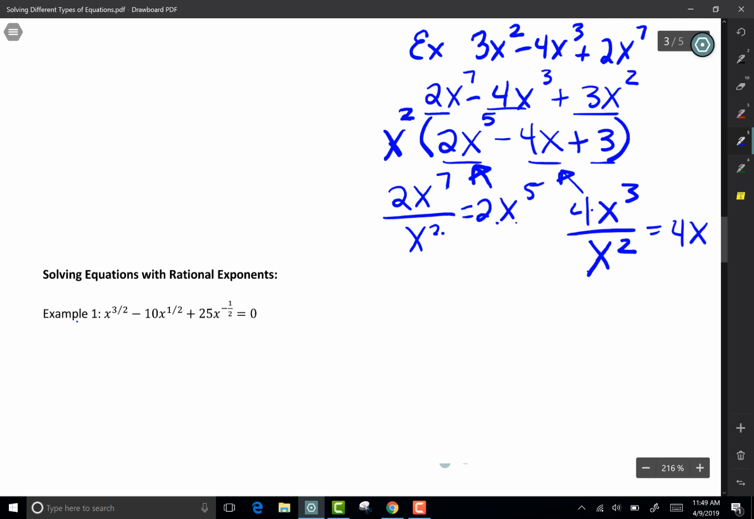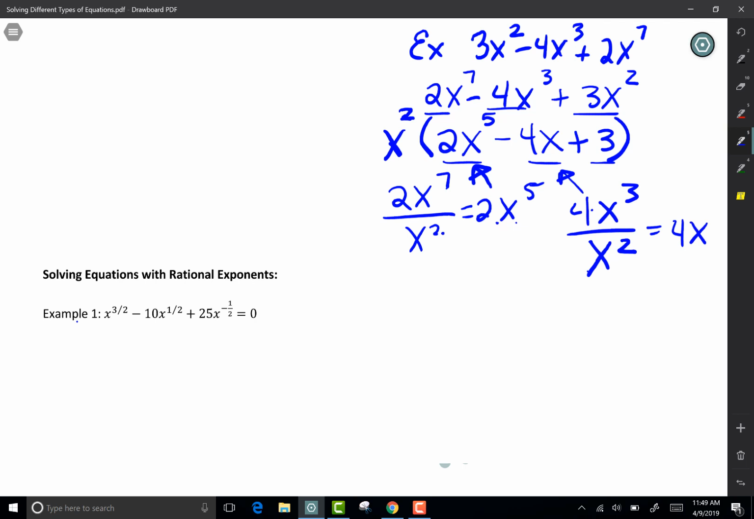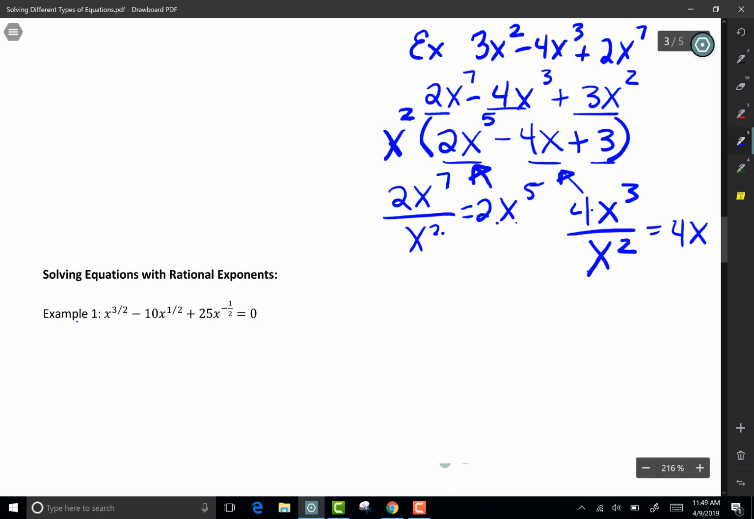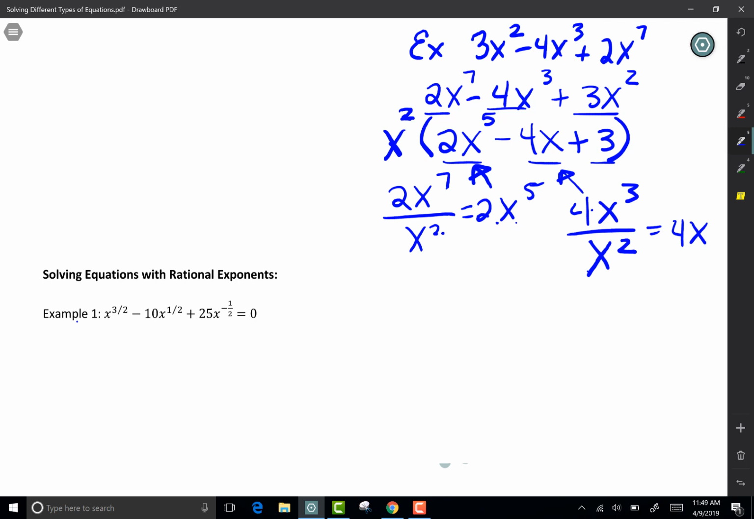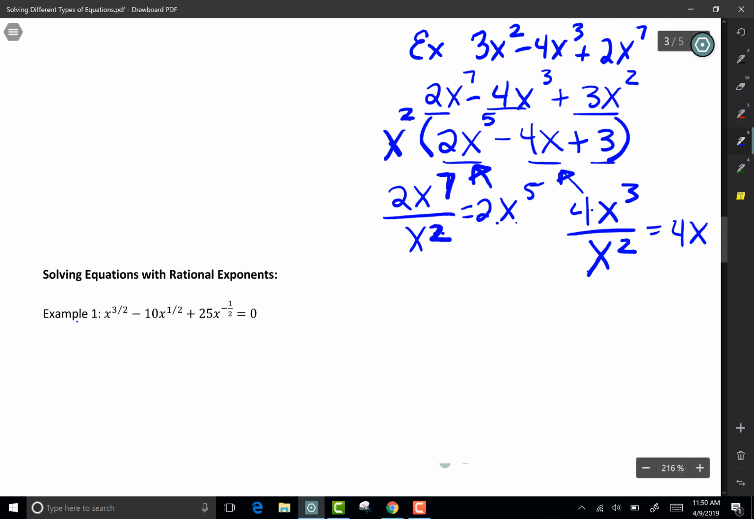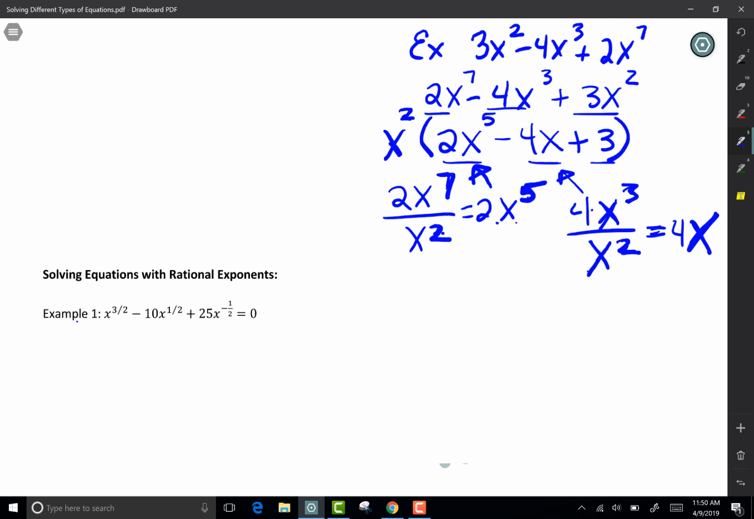And if you remember, when we divide and we have bases that are the same, we subtract our exponents. So if we look at this one, we have x to the 7th over x squared, and that's where x to the 5th comes from. X to the 3rd over x squared, that's where this x comes from. So what we're doing is taking whatever they have in common and dividing each term by that to figure out what goes on the inside, what's left over. Even though it seems a little bit weird to do it with fractional exponents, it's still the same procedure.